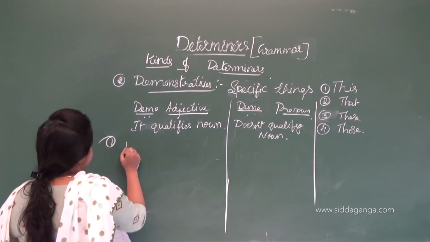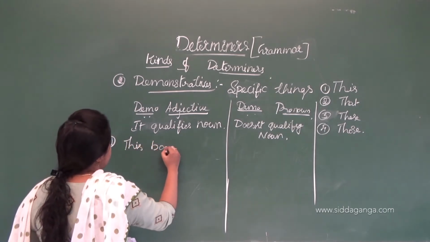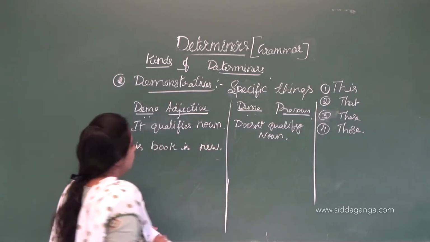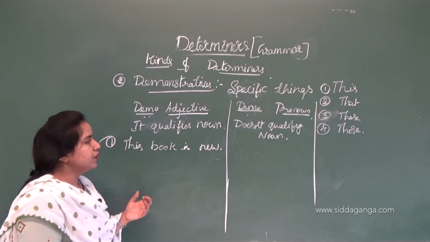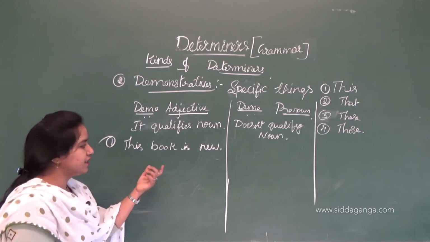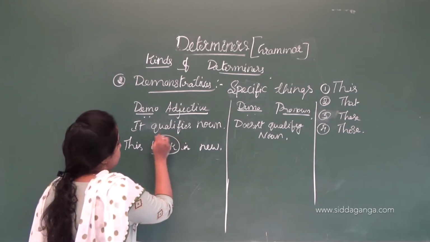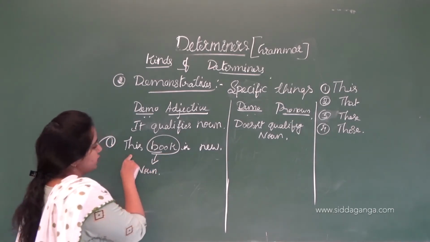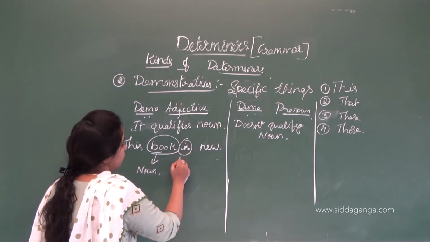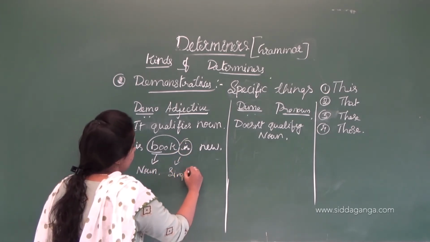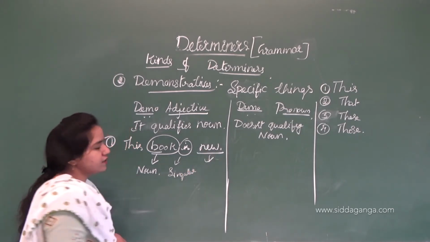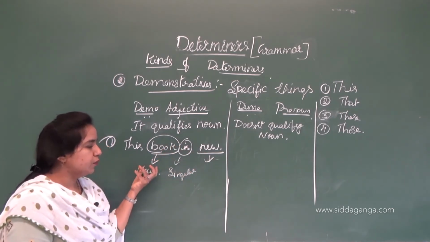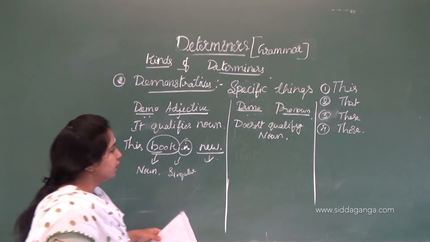Example first. This book is new. So when we look into the sentence "This book is new," book is a noun. Then here "this" is present, and it says about a singular. And "new" qualifies a book. It qualifies a noun. But here what do we see?